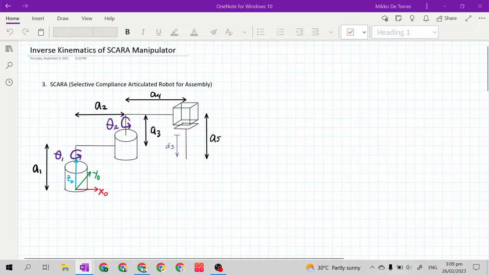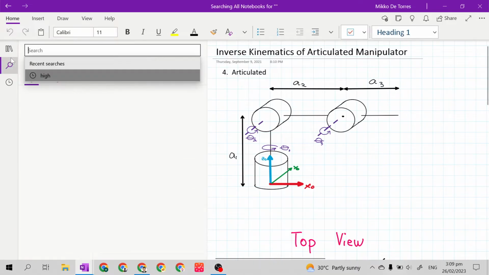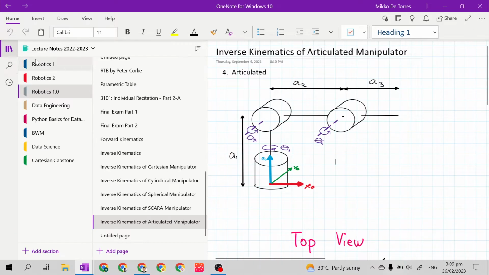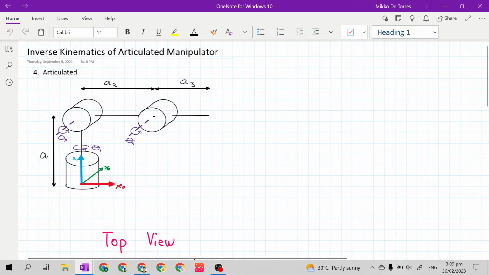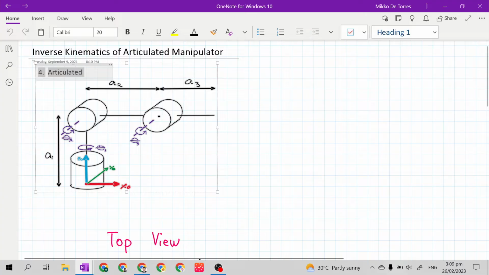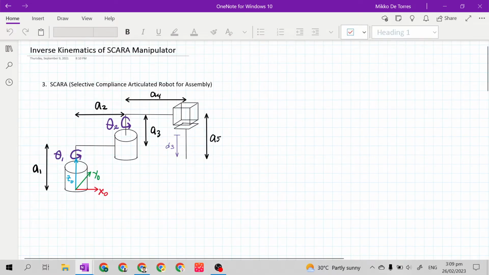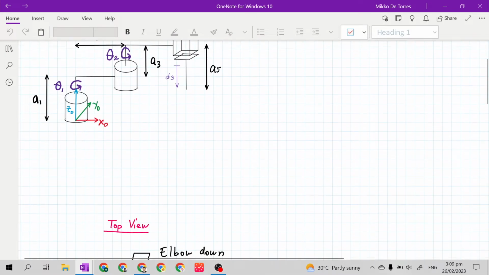So, this manipulator is an articulated robot or articulated manipulator. Same as this, this is an articulated elbow manipulator. Okay, this looks like an arm, with an elbow. While this one is the SCARA manipulator.